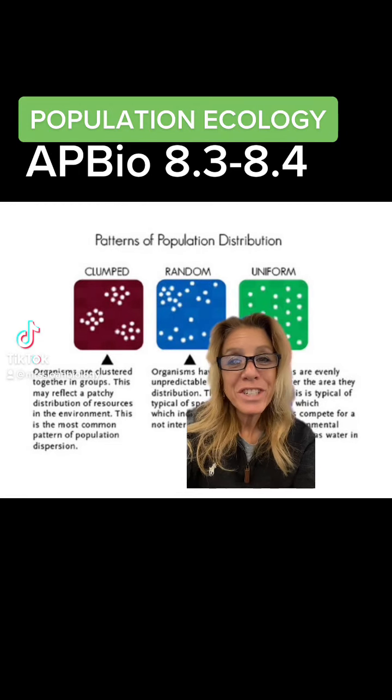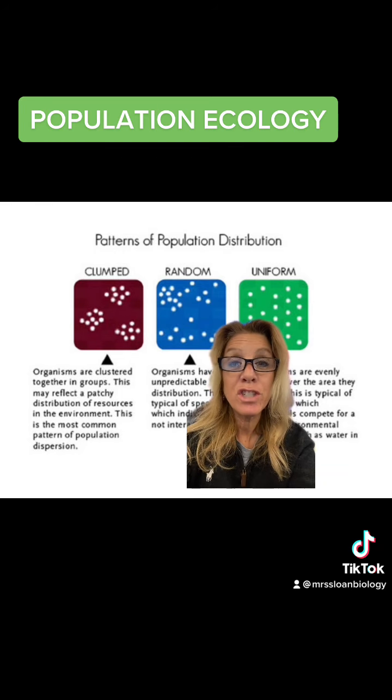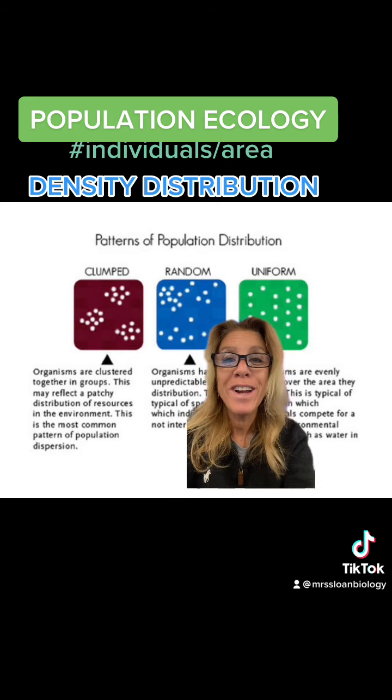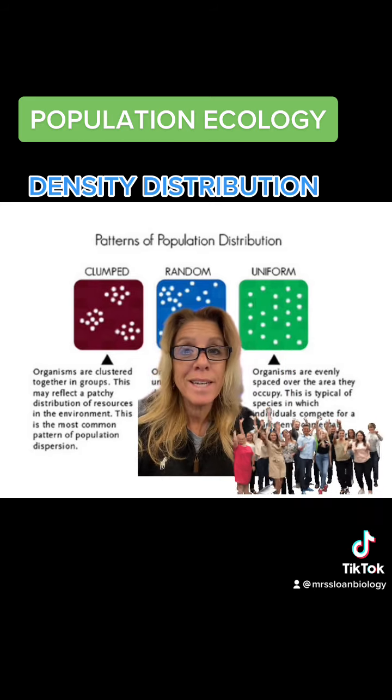In population ecology, there are a few key diagrams that you want to be familiar with. So the first one is the distribution of a population. The most common one is this one over here, and that is clumped. They are clumped around the resources that they need.